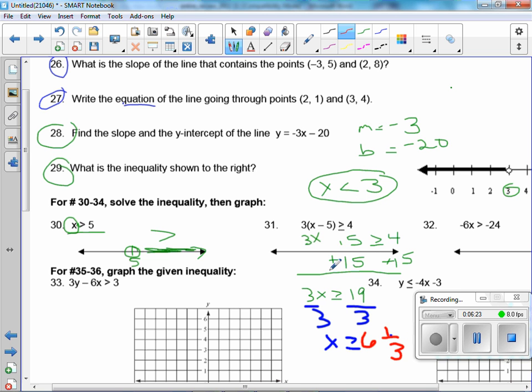So on the number line, let's put it over here. I'm going to mark, say this is 6 and 1/3. So it's greater than or equal to, so I'm going to have to shade it in. And I'm shading the way it's pointed because the x came first. That's the answer. Give you time to copy that down.